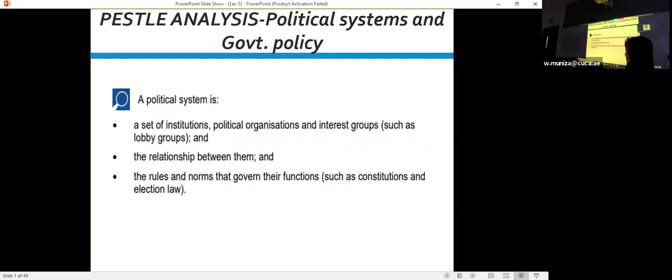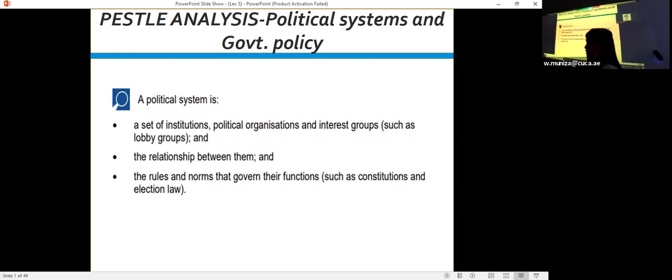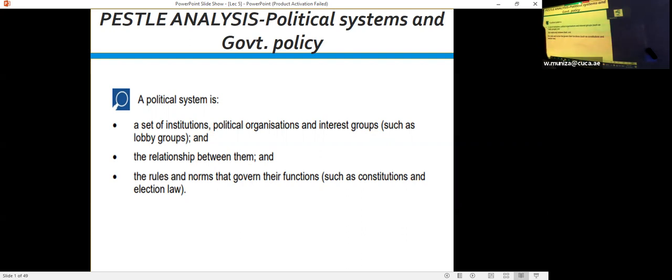They say PESTLE analysis, political systems, and government policy. So in PESTLE analysis, the first factor which needs to be analyzed is regarding political systems and government policy. So how the political system and all the government policies are present outside the boundaries of the organization, we have to analyze in depth. So what is a political system?